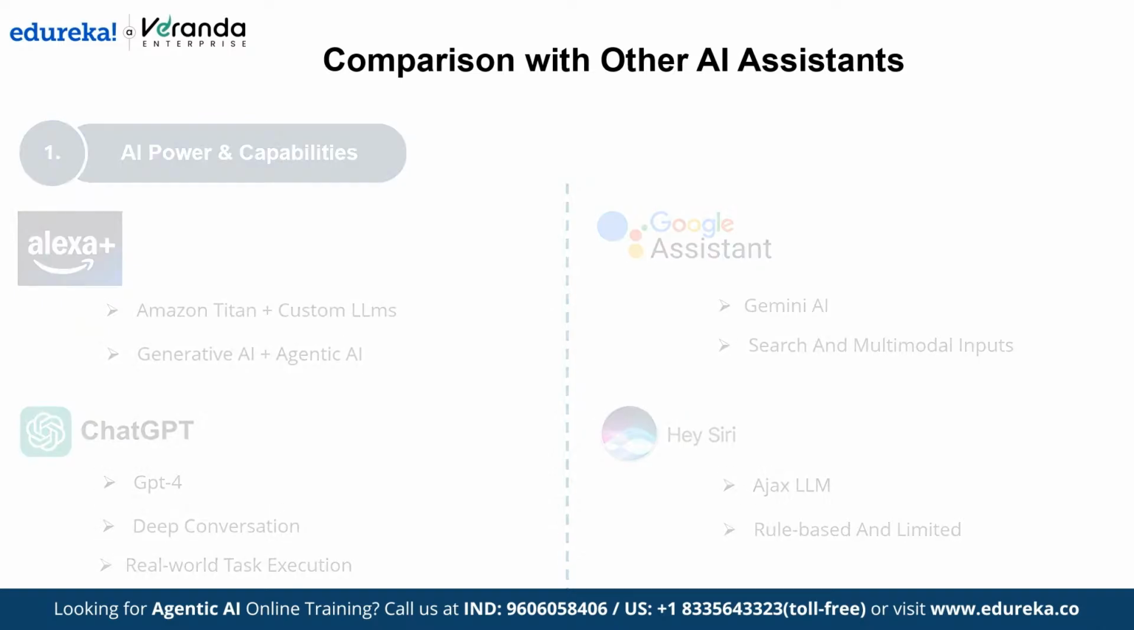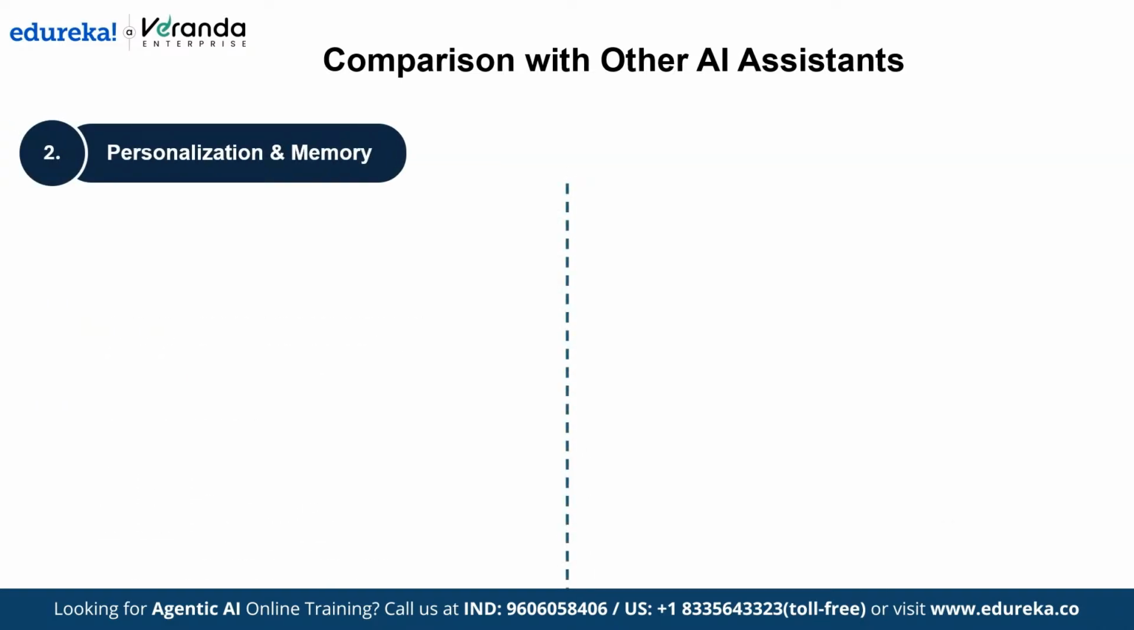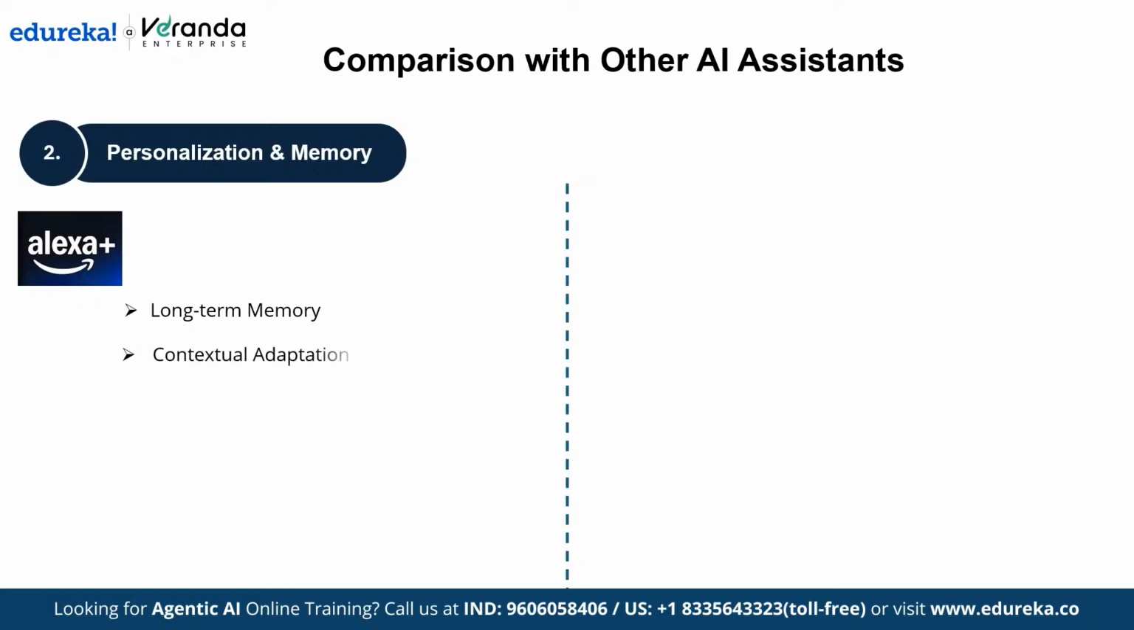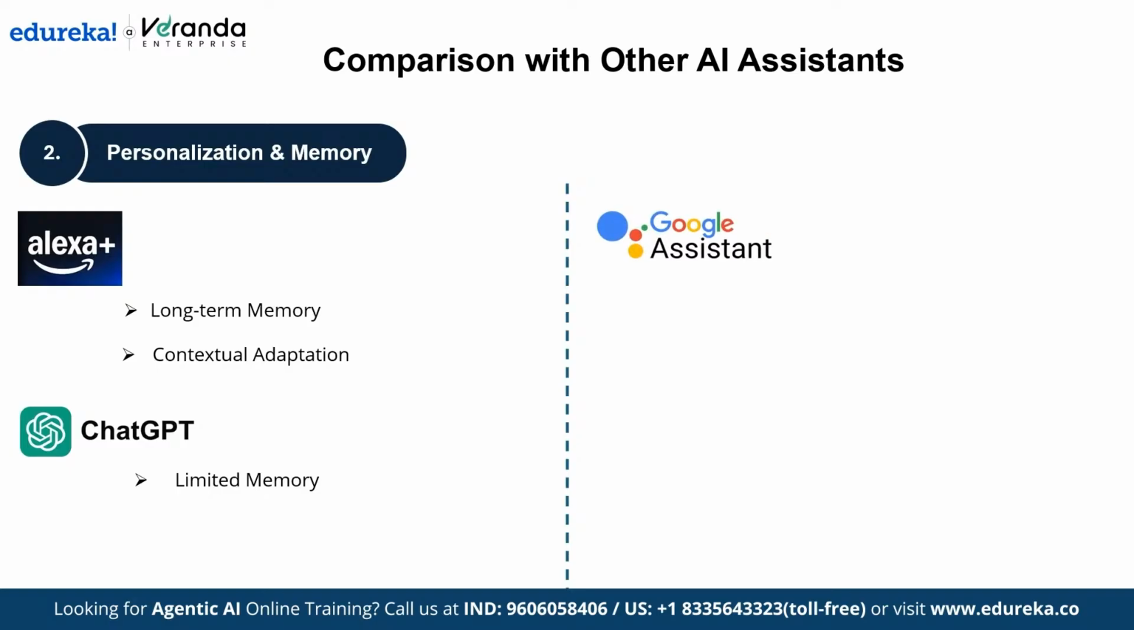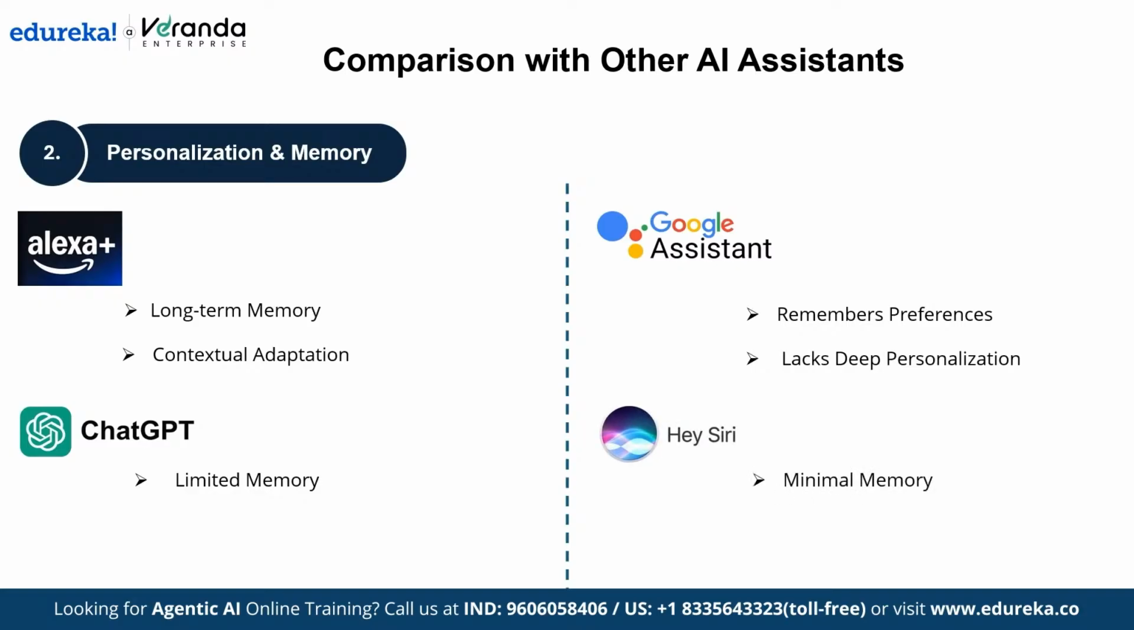Next, let us compare them in terms of personalization and memory. Can the assistant remember your preferences and adapt? Let us see. Alexa Plus has long-term memory of routines, preferences, and contextual adaptation. ChatGPT voice has limited memory, resets after sessions. Whereas Google Assistant remembers preferences inside Google apps but lacks deep personalization. Apple Siri has minimal memory, mostly relies on Apple's preset commands. So Alexa Plus leads in remembering and adapting to users.